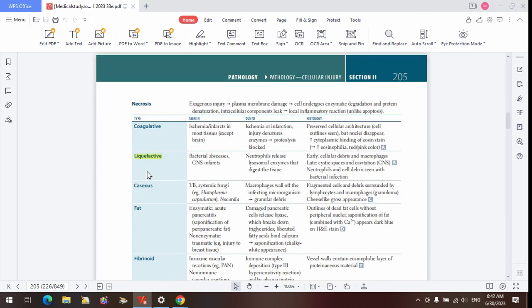So the next one is liquefactive necrosis. This is just talking about any process that degrades the solid tissue into a liquefied, viscous mass or structure. So we are breaking down and dissolving the solid tissue. You know that in coagulative necrosis, we are preserving the cell architecture.